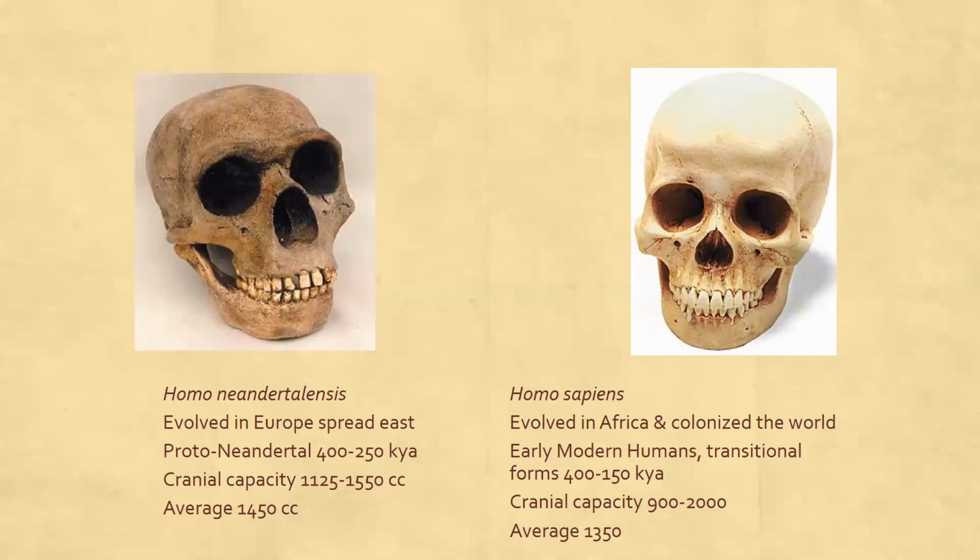Homo sapiens, on the other hand, evolved in Africa and then spread out to colonize the world. Early modern humans, or transitional forms that appear towards the end of the 400 to 150,000 year date range, had cranial capacities as small as 900 and as large as 2,000. So there's great variability among Homo sapiens. The average cranial capacity for anatomically fully modern humans is 1,350 cubic centimeters.